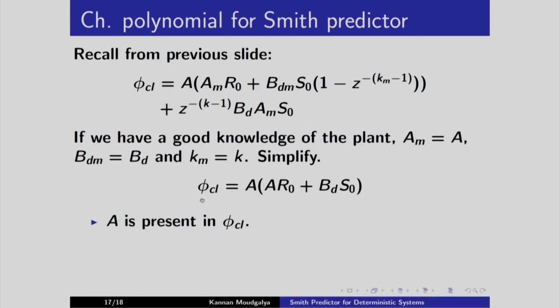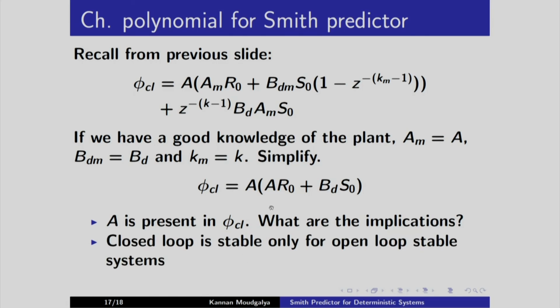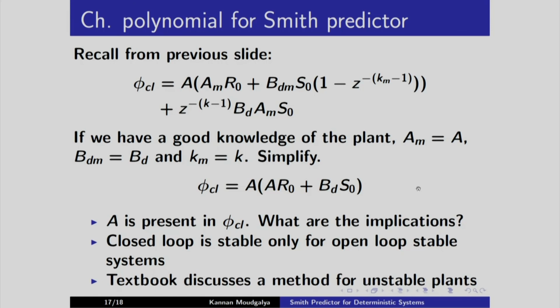Notice that in phi CL A appears explicitly. As a result, the closed loop is stable only for open loop stable systems, that is A by itself has to have its zeros inside the unit circle. The textbook discusses a method for unstable plants. So if you are interested, you may want to check the book.